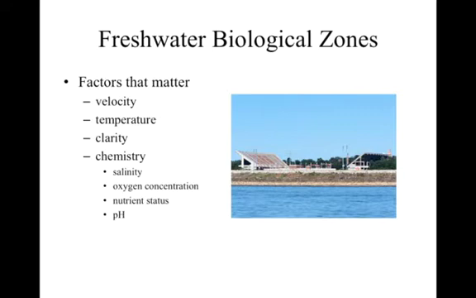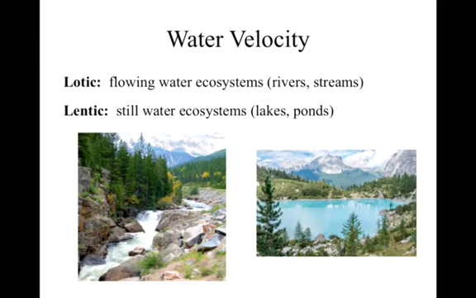Now we're going to look at freshwater biological zones. And the factors that influence these tend to be the velocity of the water movement, the temperature, the clarity, and the chemistry. So again, the big players in terms of environmental conditions. Within chemistry, we're worried about salinity, oxygen concentration, nutrient status, and pH.